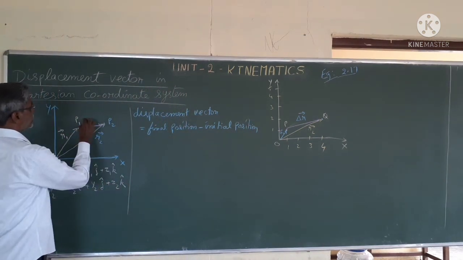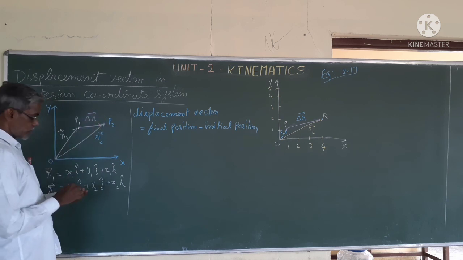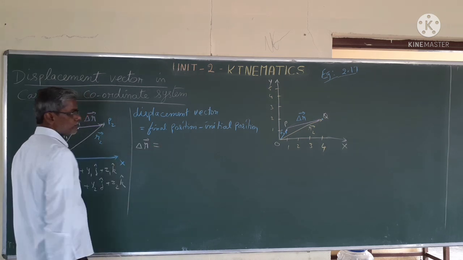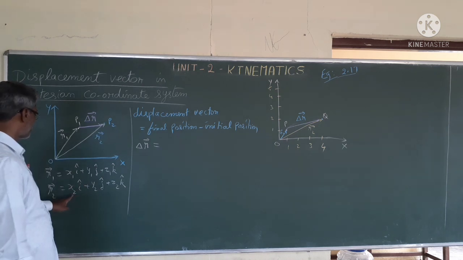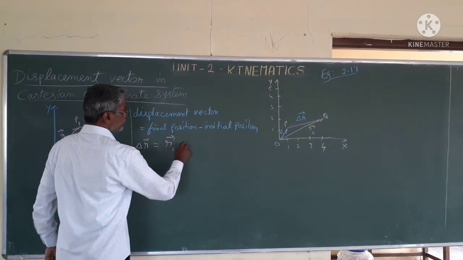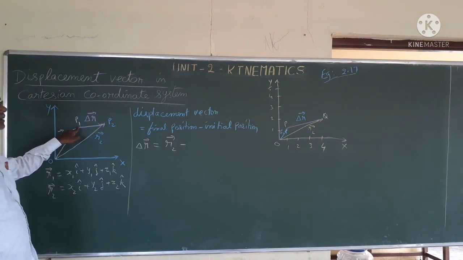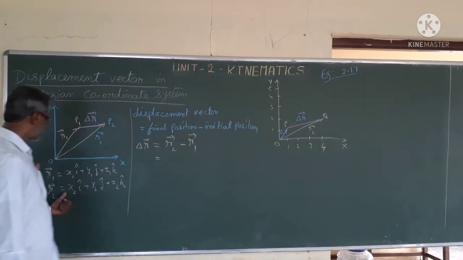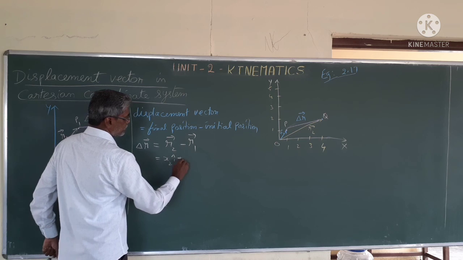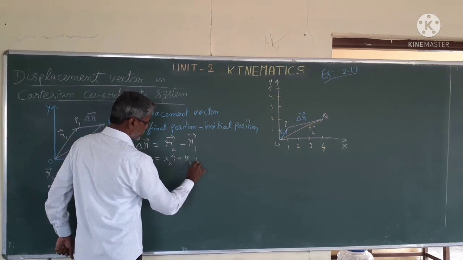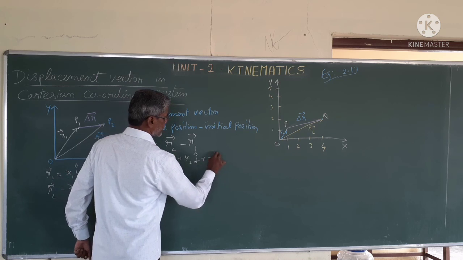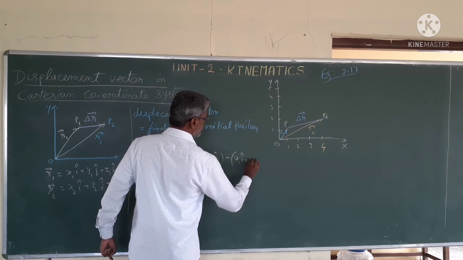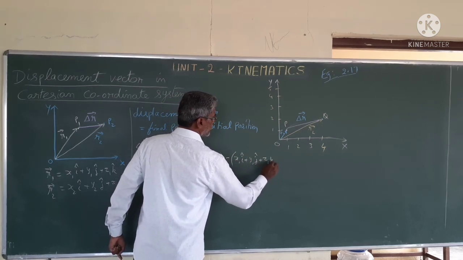Let the displacement vector be delta r. I can write delta r vector is equal to the final position, P2, with position vector R2, minus the initial position, P1, with position vector R1. So, what is R2 vector? x2 i plus y2 j plus z2 k, minus R1 vector, x1 i plus y1 j plus z1 k.